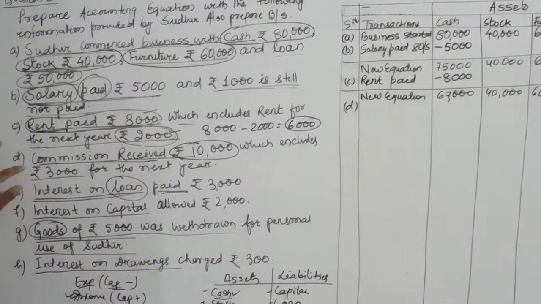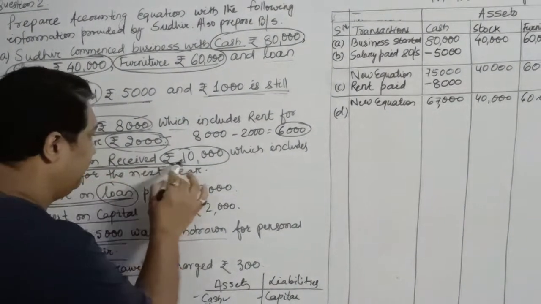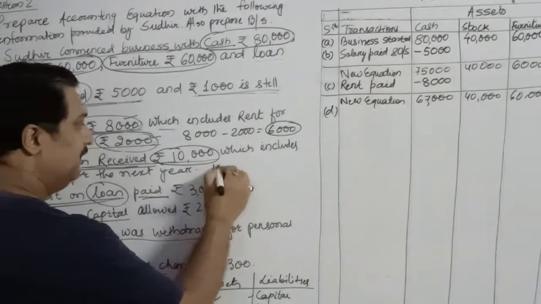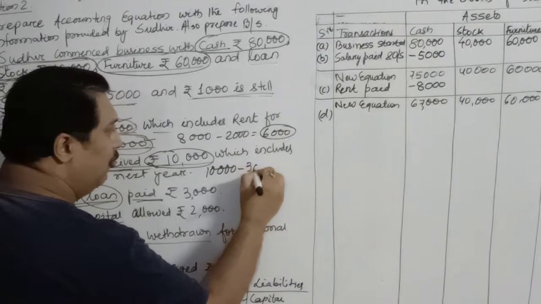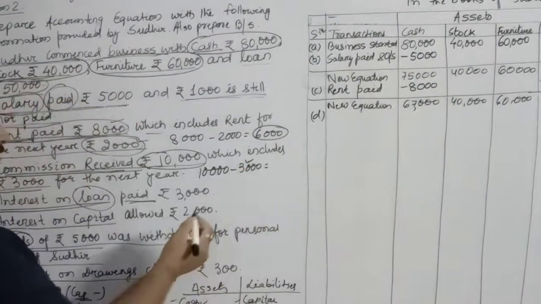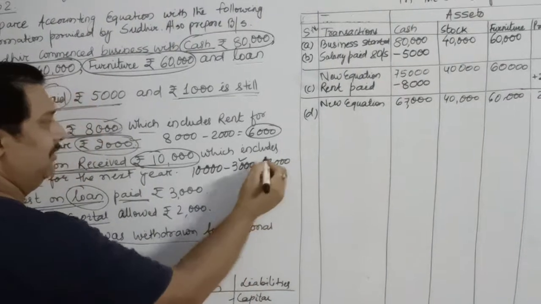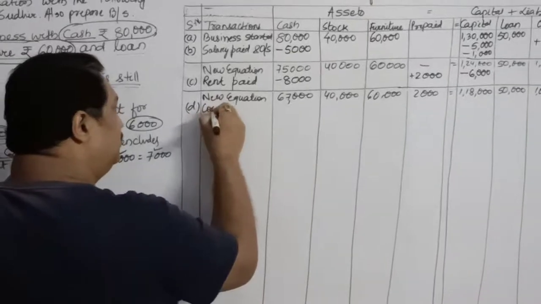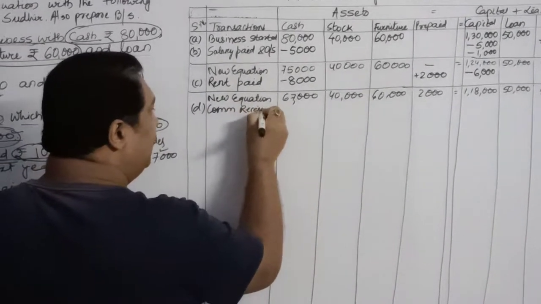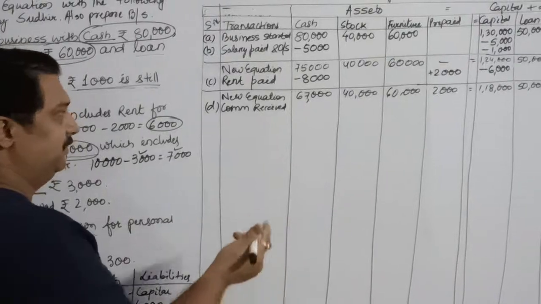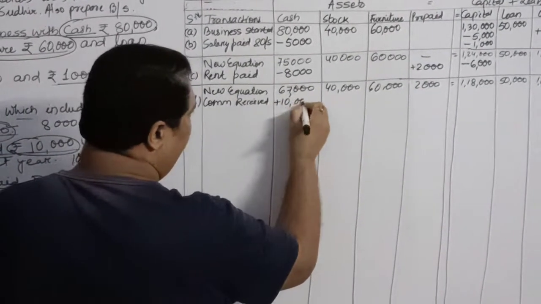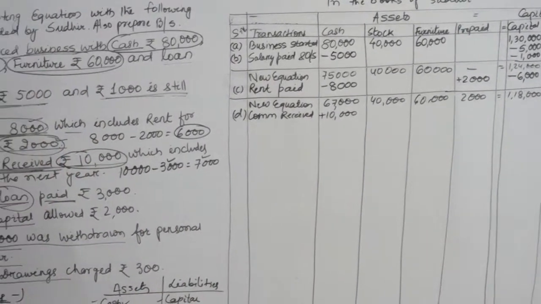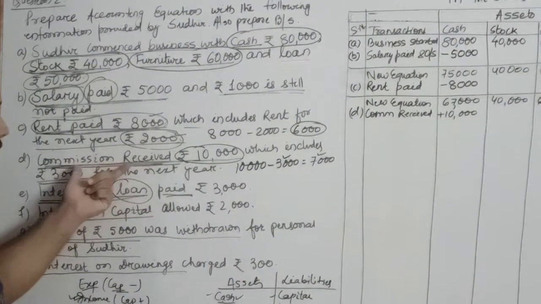Now, transaction number D. What is that? Commission has been received rupees 10,000, which includes rupees 3,000 for the next year. That means out of 10,000, how much is related to the next year? 3,000. So how much is related to the current year? 7,000. Since we have received, so I will just write commission received. Now my question is, how much commission have I received? You will say 10,000. Okay, fine, add it in your cash because this is the total amount which you have received. But commission is received, so it is an income.